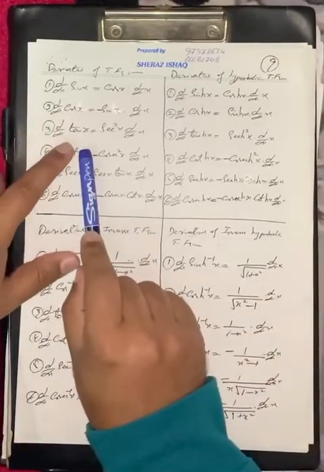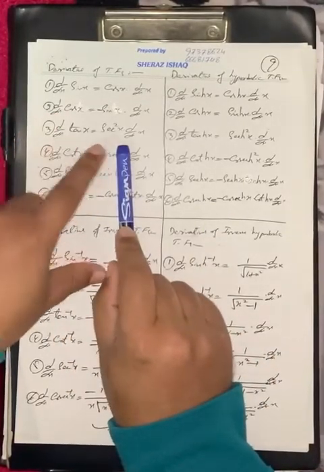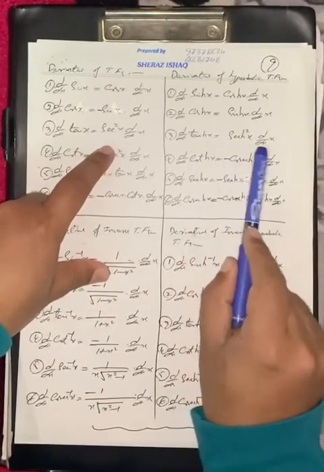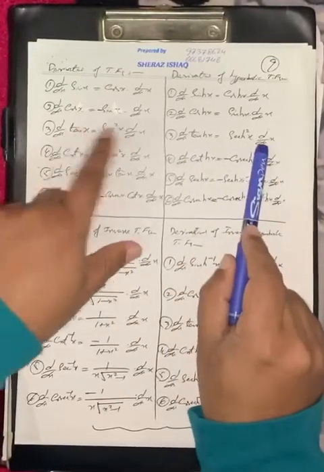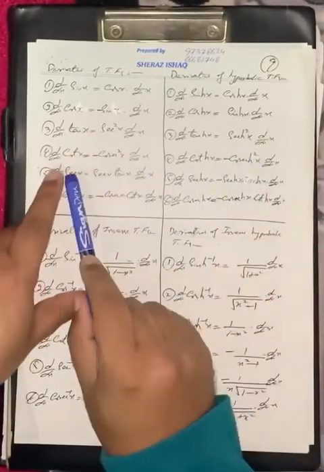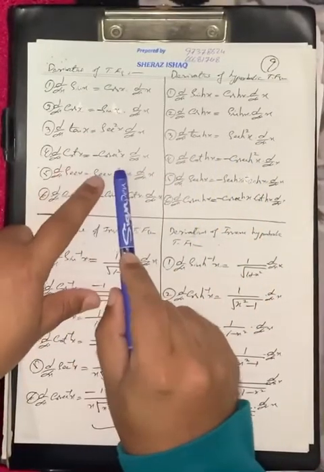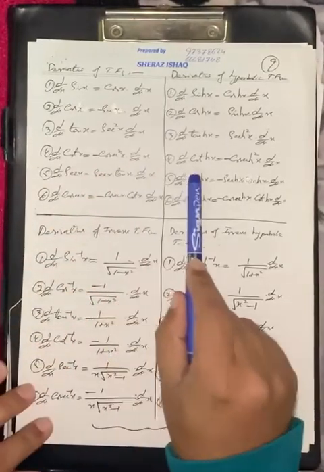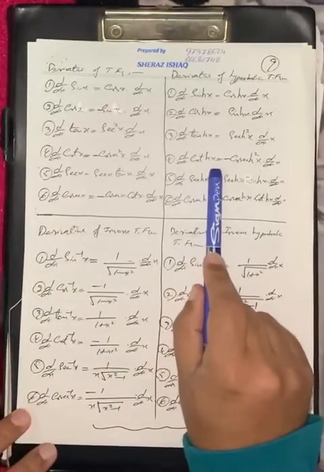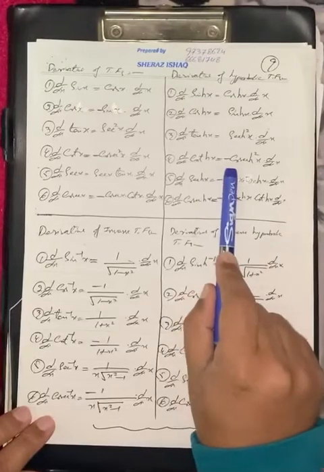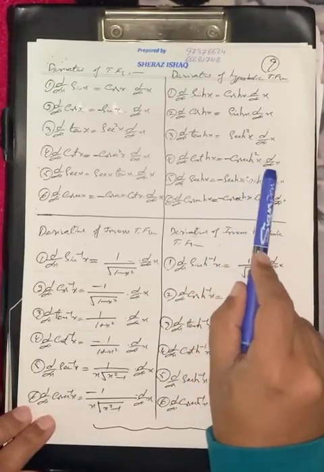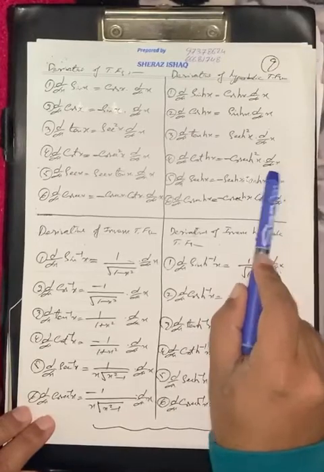Derivative of tan x is equal to secant square x, and derivative of tan hyperbolic x is secant hyperbolic square x into derivative of the angle. Same formulas. Derivative of cot x is equal to minus cosecant square x into derivative of the angle. Here, derivative of cot hyperbolic x is equal to minus cosecant hyperbolic square x into derivative of the angle.